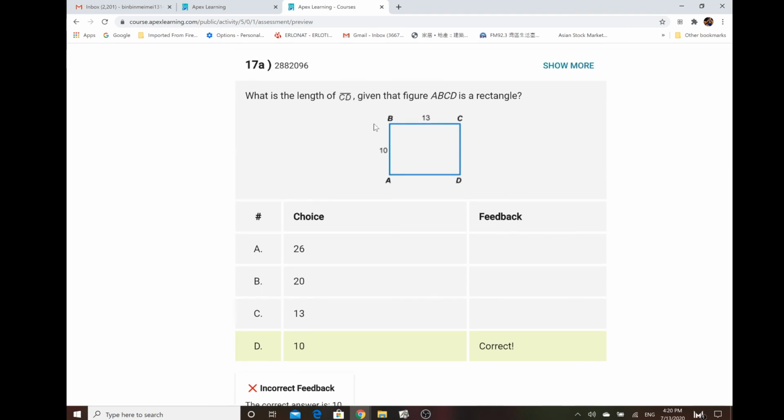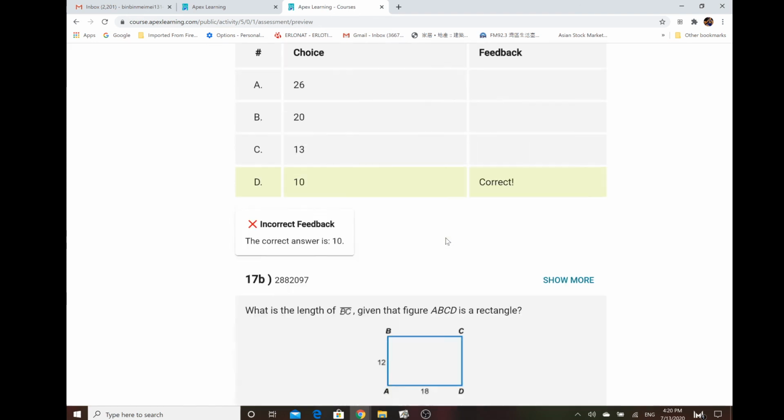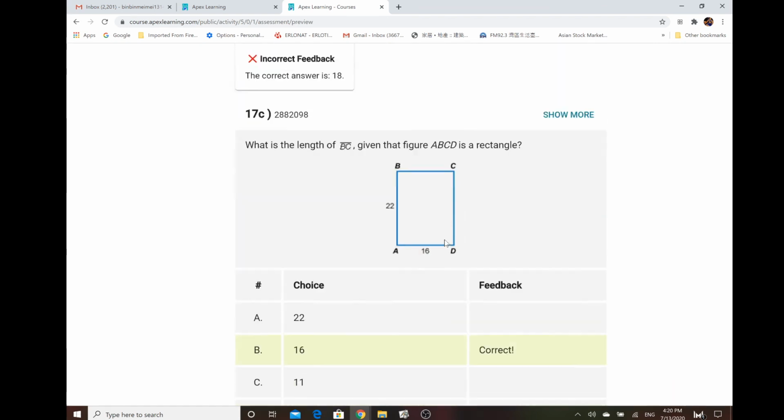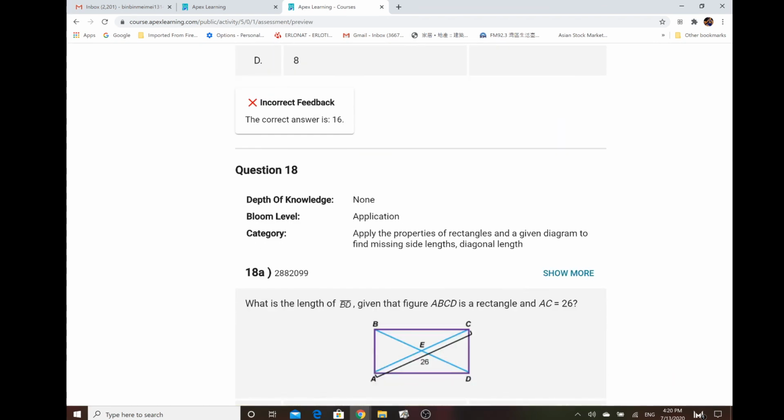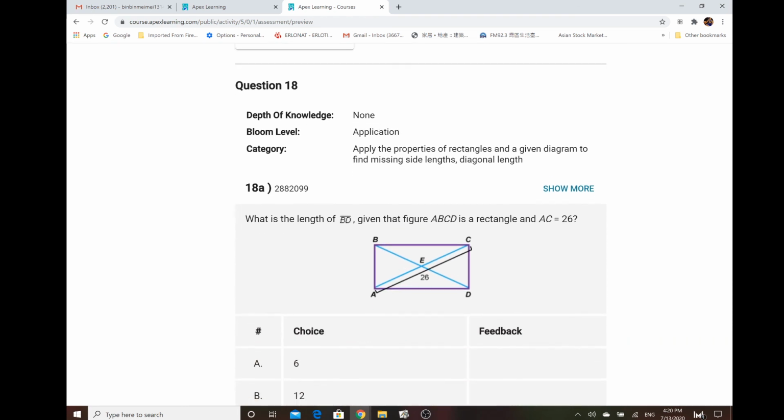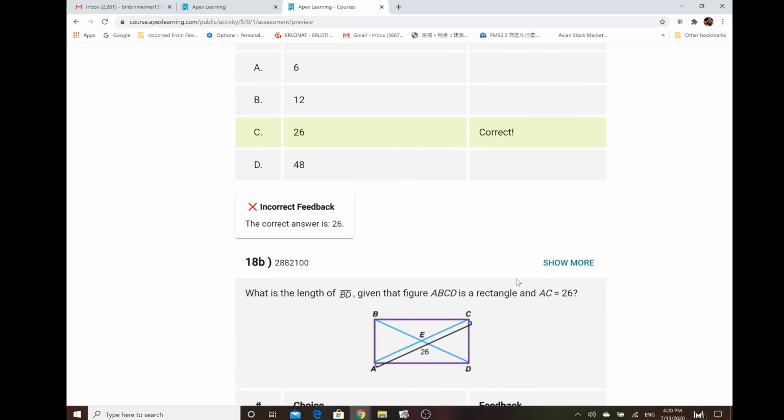And what's the length of segment CD given that figure ABCD is a rectangle? Again, BA is 10, that means CD is also 10. This one is quite straightforward. And then 18, what's the length of BD? Okay, BD is right here. Given that figure ABCD is a rectangle, AC is 26. So that means BD is also what? 26.